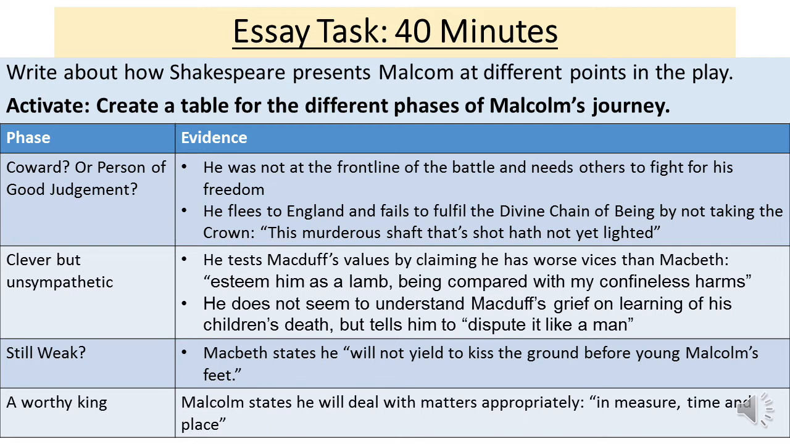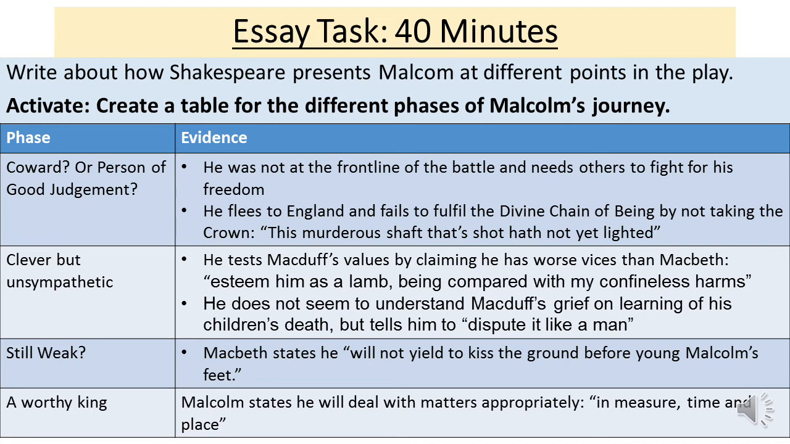Macduff then obviously finds that his wife and children are dead. Malcolm says, "Dispute it like a man." He seems quite unsympathetic, seems to lack the softer skills you'd expect of a good leader. And yet it does make Macduff decide he wants to go and kill Macbeth, so perhaps he's actually successful in the end. Macbeth sees Malcolm as young Malcolm: "I will not yield to kiss the ground before young Malcolm's feet." So Macbeth still sees him as a weak figure.